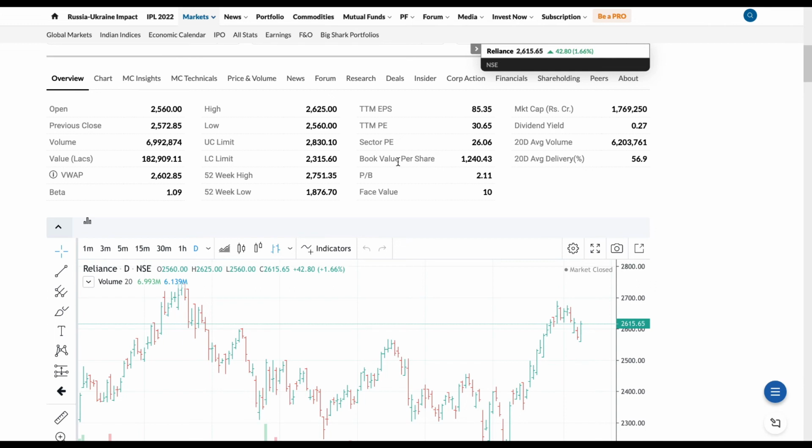Then there's the 20-day average volume. It is the average volume, calculated by adding up all the days' volumes and then averaging it out. So here it is about 62 lakhs 3,761. And then we have the 20-day average delivery, which shows the volume of stocks that are yet to be delivered to the actual buyer out of the traded volume. This is represented as a percentage. So 56% of the stocks are yet to be delivered into the demat accounts of the investors.